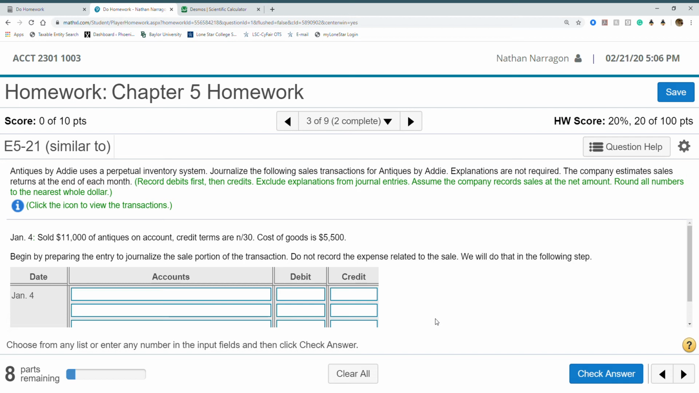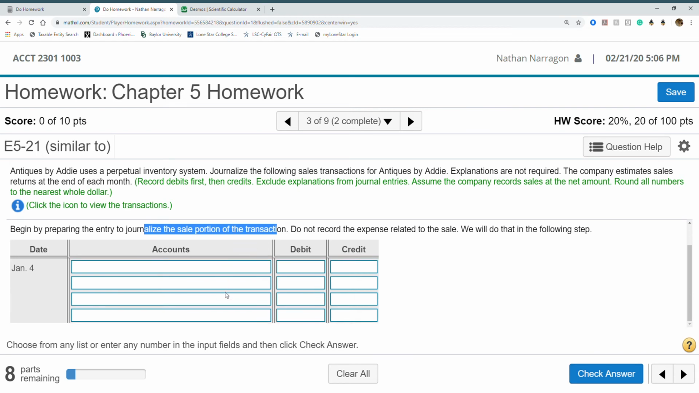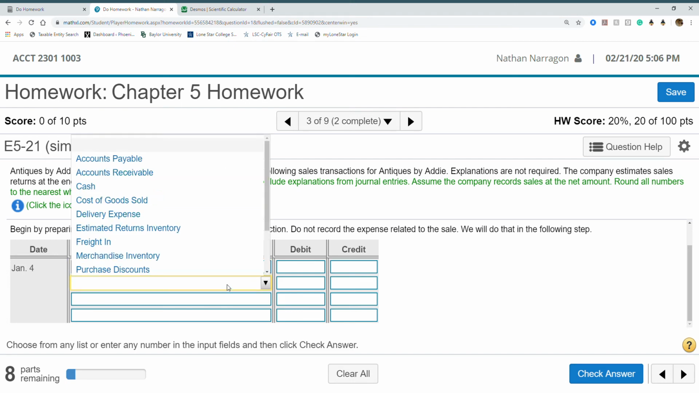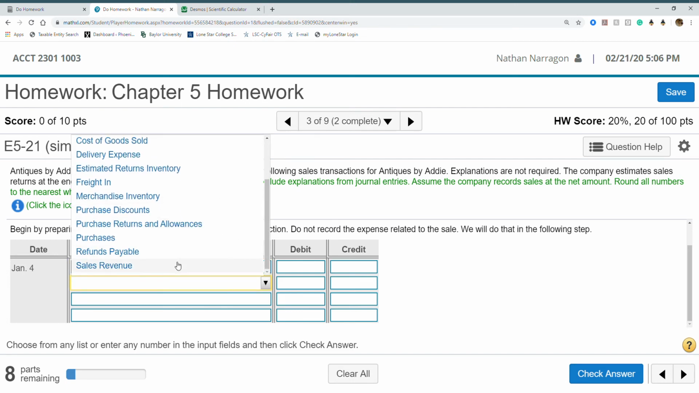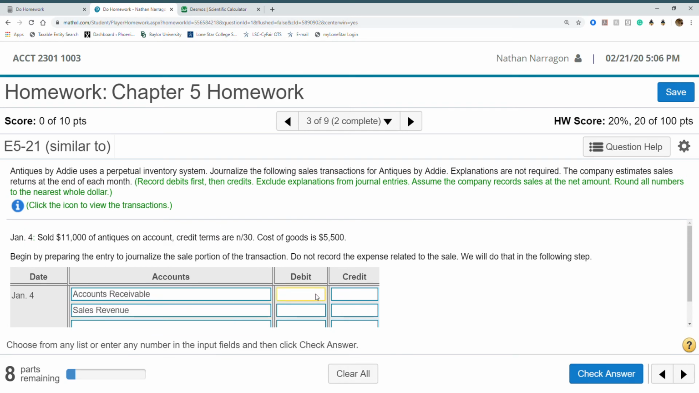So we sold 11,000 of antiques on account. Credit terms are in for 30. Notice this, we don't have a discount being offered on these. So with this one, we calculate the sale. And notice this, it's only one is to generalize the sales portion. It's going to be accounts receivable because we expect to make the money. And of course, our revenue. And since there is no discount attached, all we have to do is put the sales price. Okay.